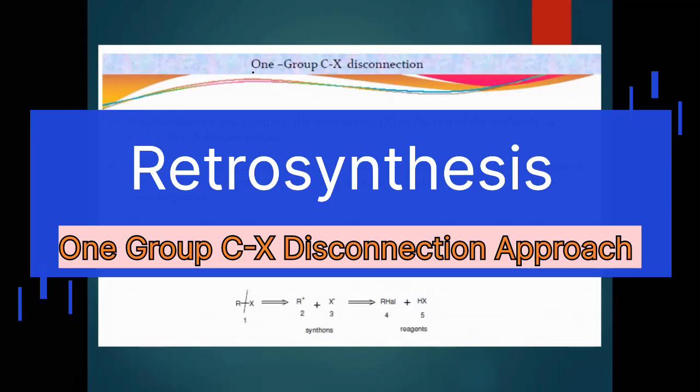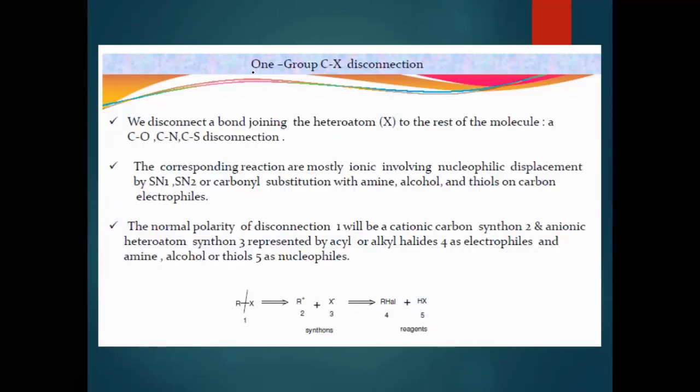Let's move on to the other concept of retrosynthesis, that is one group C-X disconnection. What does this state? Any idea? In one group C-X disconnection, you will have one of these C-X bonds present in the target molecule, and you are planning to disconnect this C-X. So we disconnect a bond.